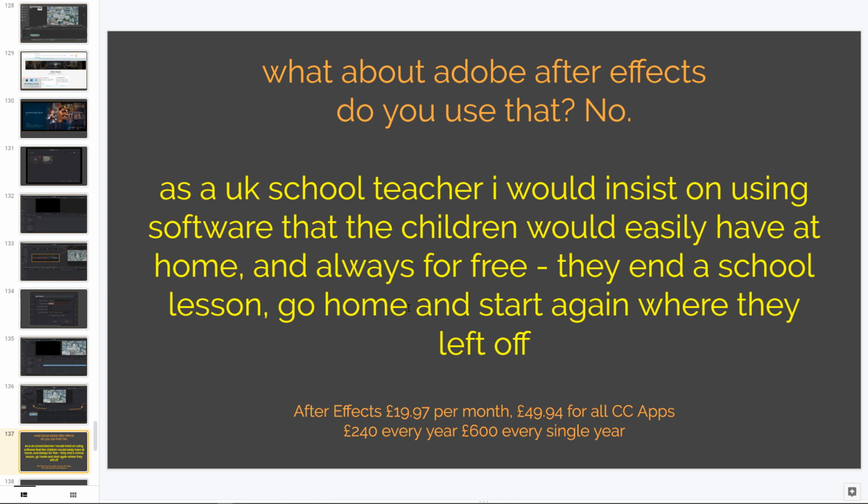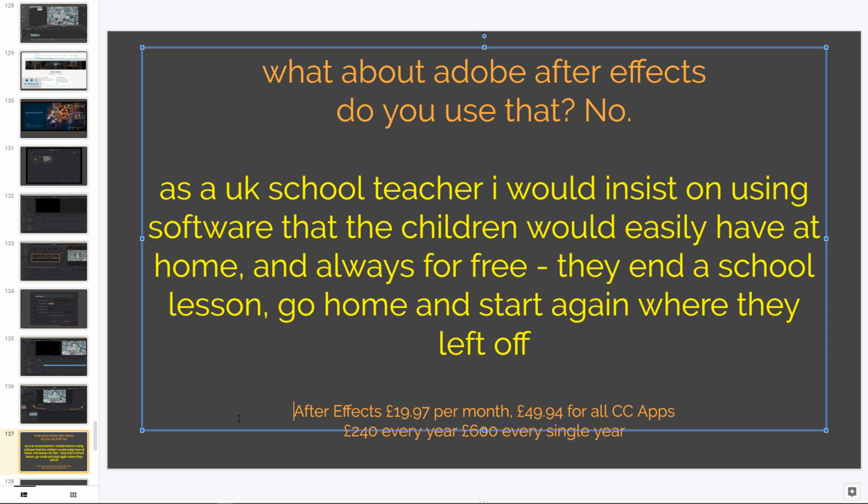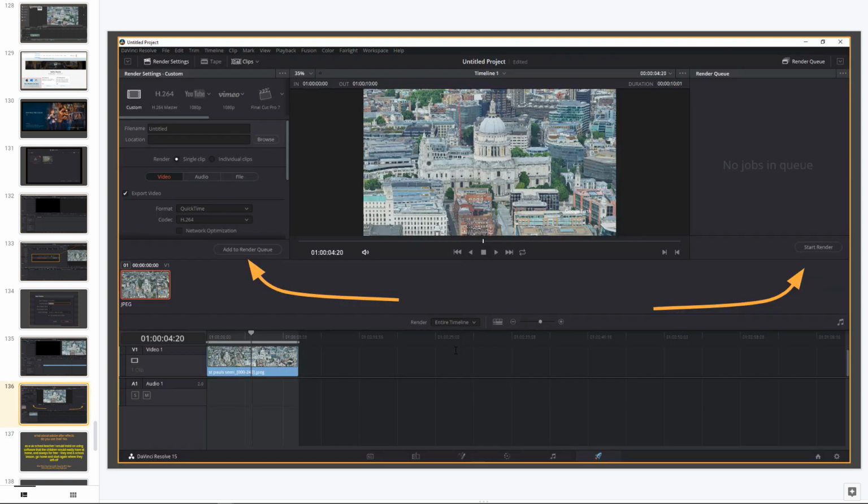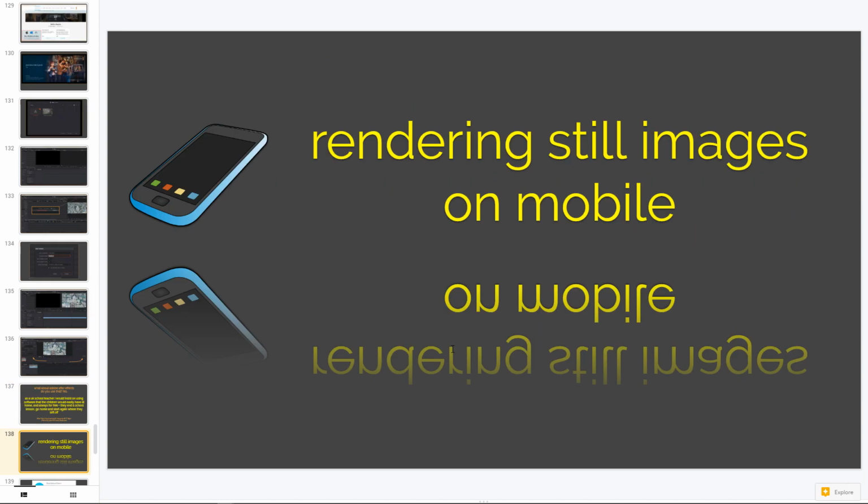At the bottom here, and I don't really want to associate myself with it, although I wrote it, that is After Effects. If I personally in the UK went out to buy it, it would be £20 a month. That's £240 a year, or £50 a month if I wanted all of the Creative Cloud apps, £600 every single year. Knowing that you can go off and have something amazing like that for free, I don't think so, but that is my preference and my personal opinion.